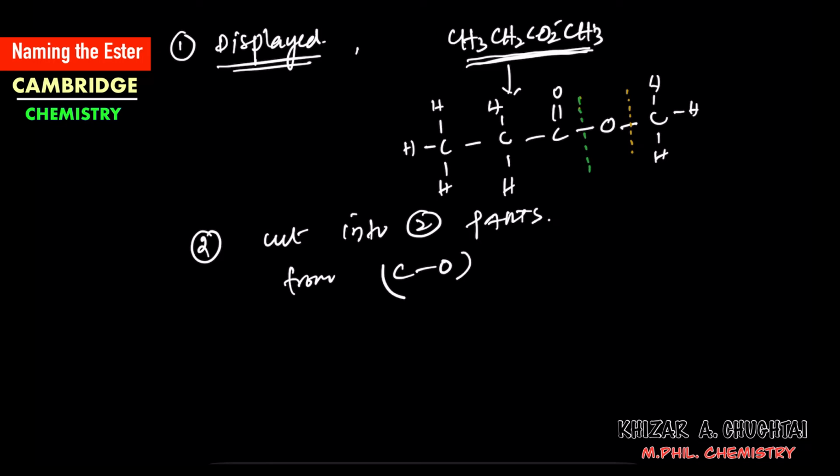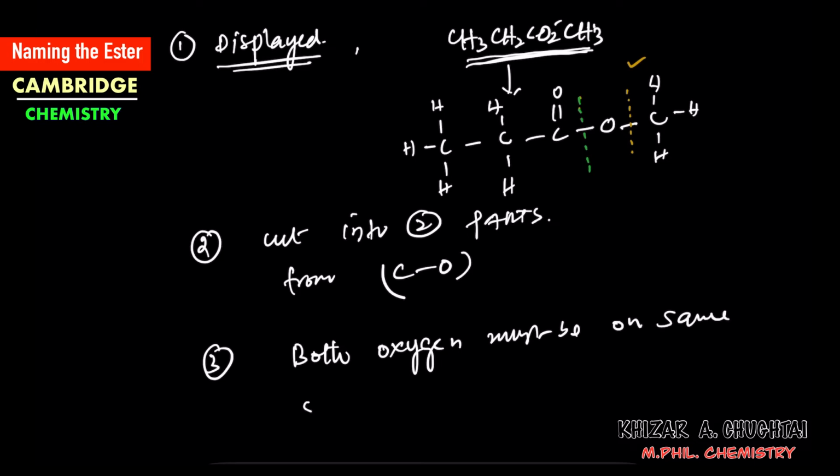So which one is the correct option? The right option is this one, the yellow line. Cut the molecule in such a way that both oxygens must be on the same side. So I will cut this molecule from this yellowish line, and now we have changed it into 2 portions.